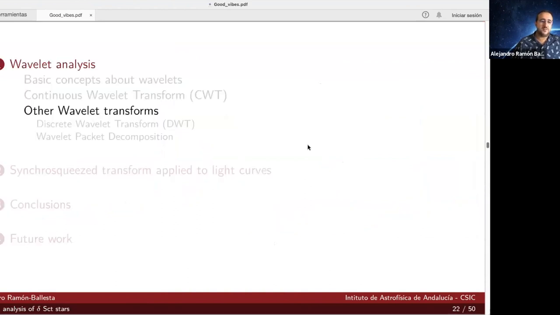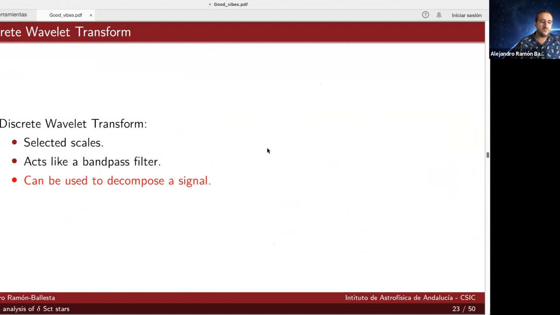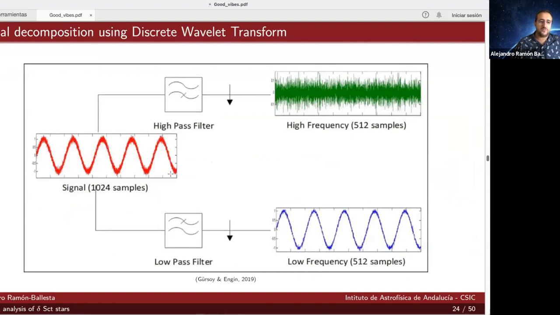Apart from this analysis, we have tried other approaches using wavelets as well, such as the discrete wavelet transform that uses selected scales only. This can be used as a bandpass filter to decompose the signal into high and low frequency components. So if we have a low frequency signal with high frequency noise, we can use these wavelet packets, that's what they are called, to decompose the signal into the low frequency components and the high frequency noise. In this sense, if we wanted to reduce the noise, we could simply erase this part and reconstruct the signal using the low frequency components.